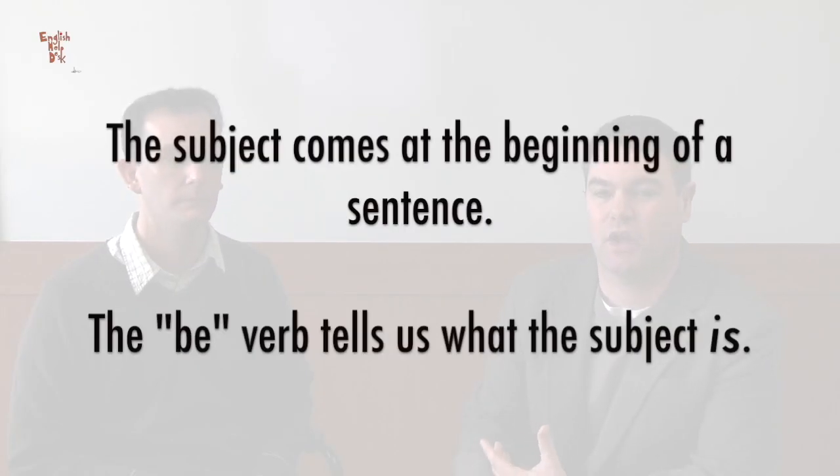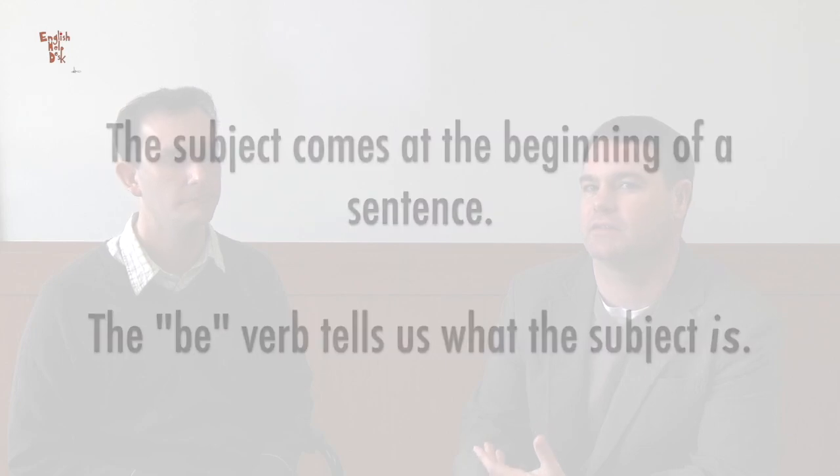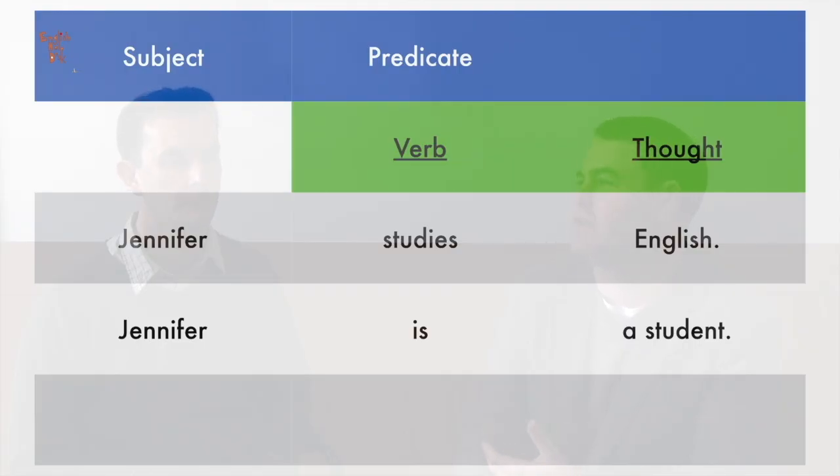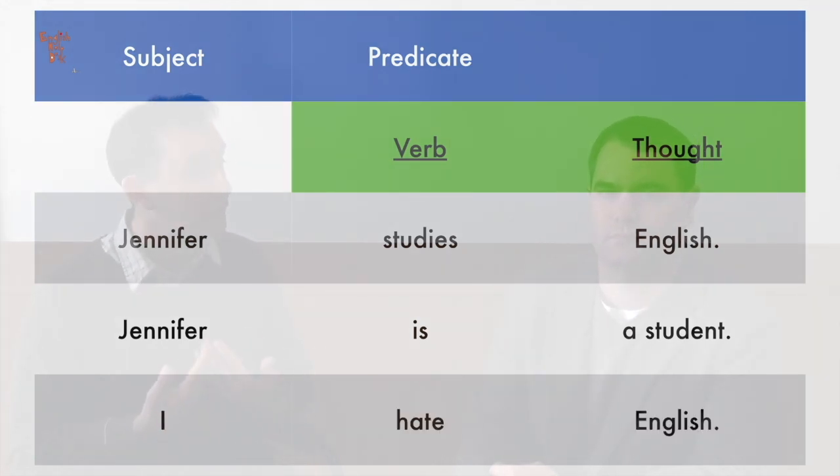The subject comes at the beginning of the sentence, or if we are using the be verb, then this tells us what the subject is. For example, Jennifer is a student. So if I say, I hate English, I'm the subject because the action is hating. I'm really good at that. Yes, you hate English. Well, quite simple so far, but I know the next part is going to be confusing, isn't it? Go on then, confuse me.